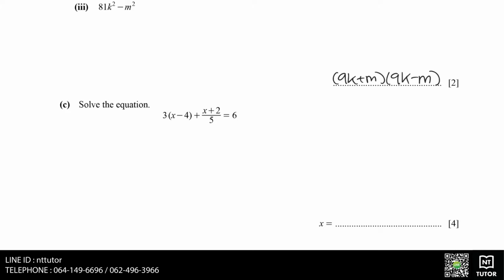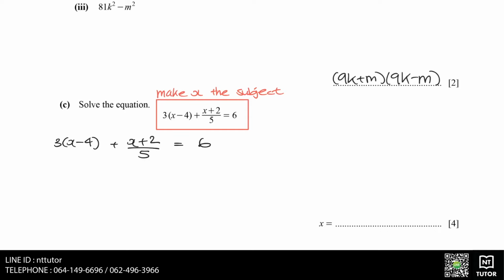C. Solve the equation 3(x - 4) + (x + 2)/5 = 6. We can solve the equation by finding the value of x, and we can find the value of x by making x the subject of the formula. It's a lot easier to work without fractions, so we can get rid of the fraction by multiplying both sides by the denominator, which is 5.